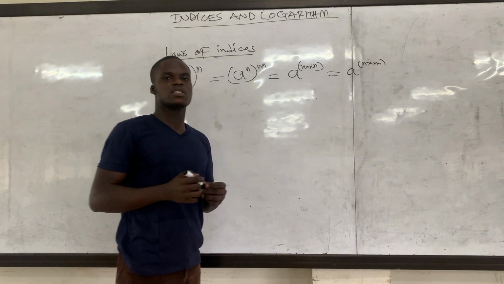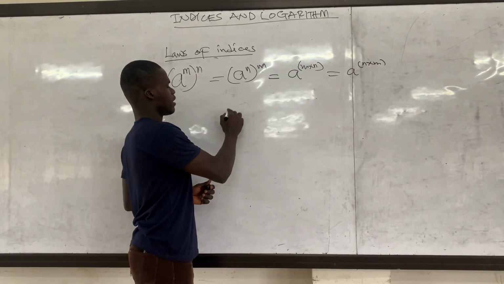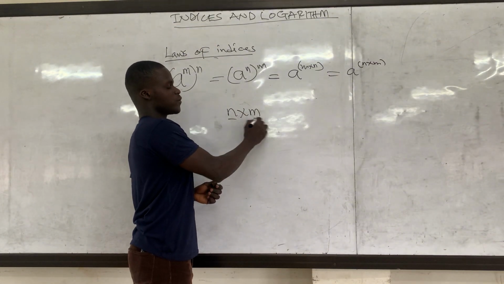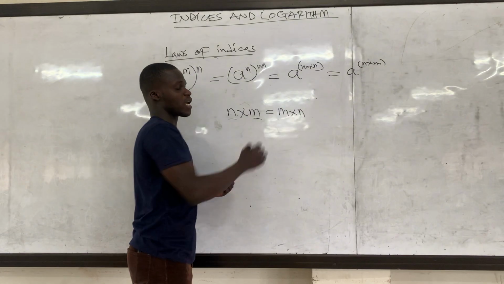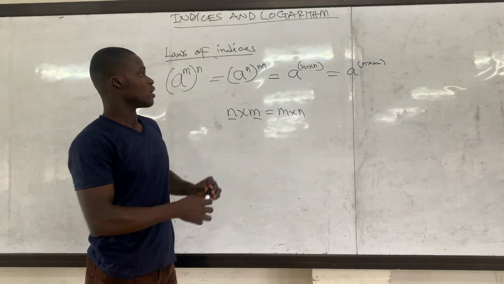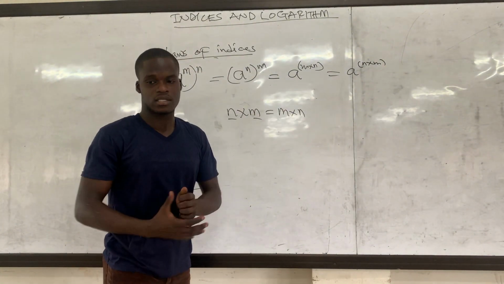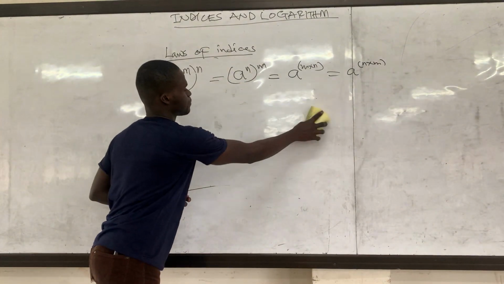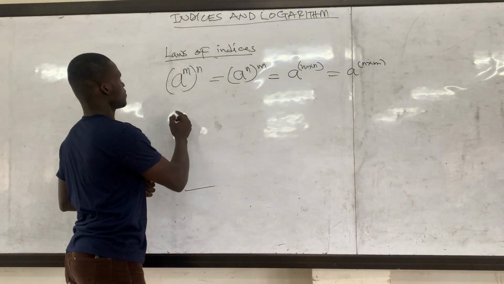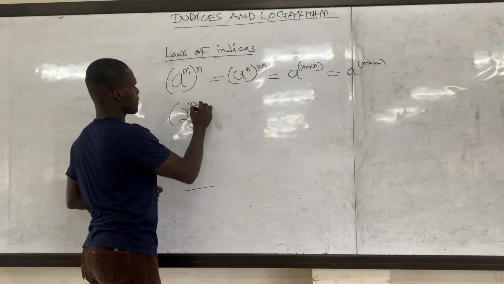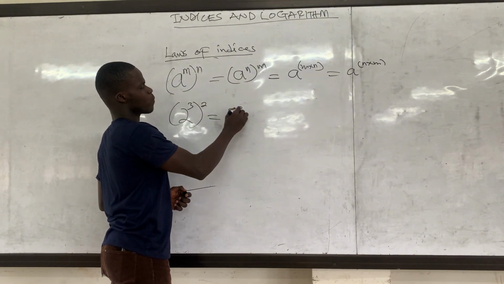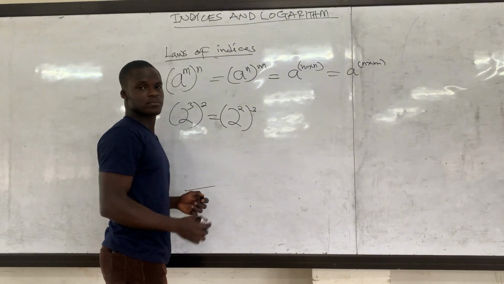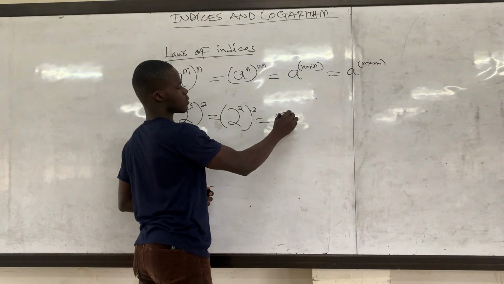Commutativity tells us that if you have m times n, even if you change the positions of m and n, you are still supposed to get the same answer. That's what commutativity tells us. So all of these are the same. And let's take a typical example of this. So we have something like 2 exponent 3, with 2 outside. We can bring in this 2, then we take out the 3, which is also the same as 2 exponent 2 times 3.